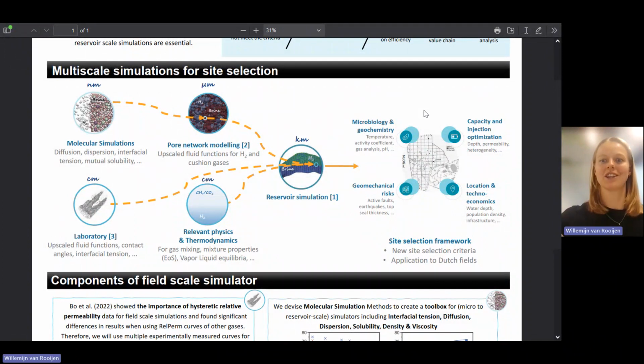There are, of course, certain aspects where you should look. And the four main sub-criteria that we will look at are the microbiology and geochemistry, the capacity and injection optimization, the geomechanical risks, and the location and techno-economics.